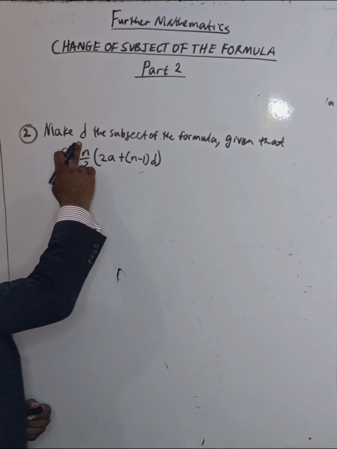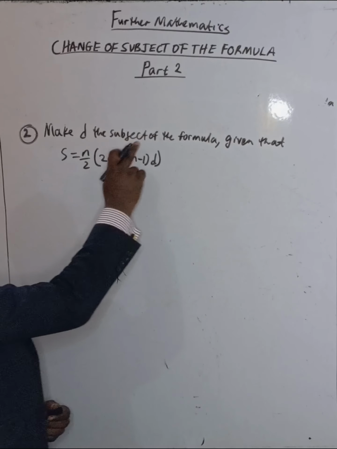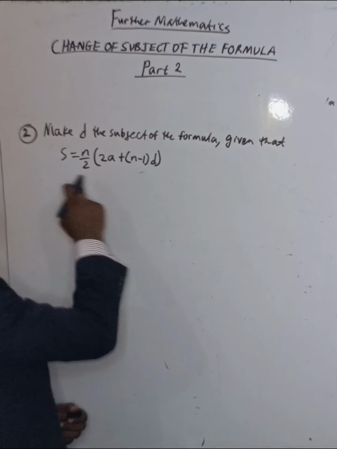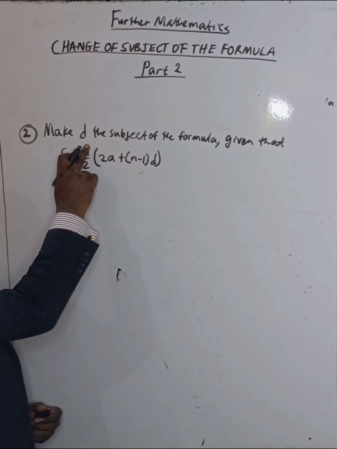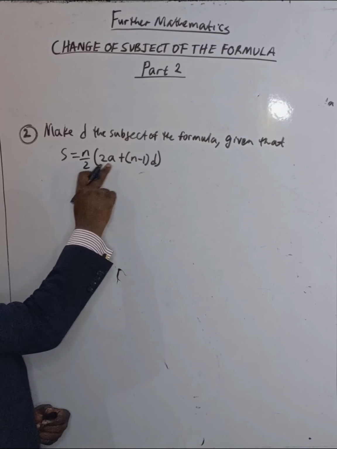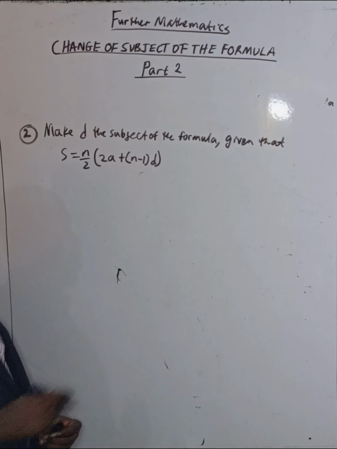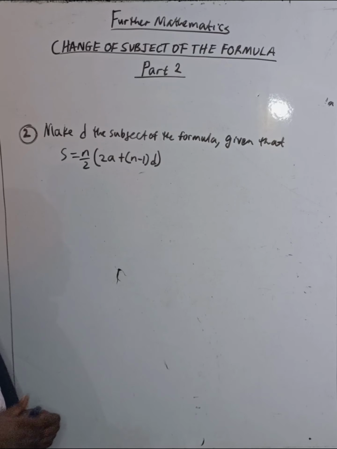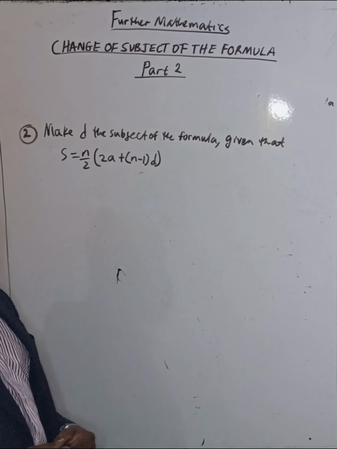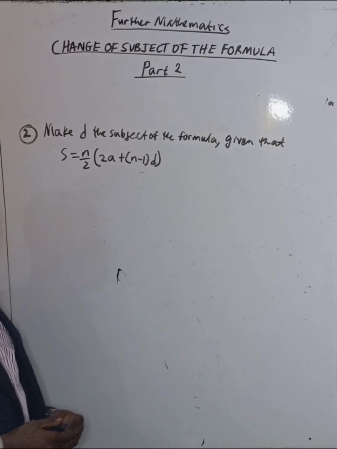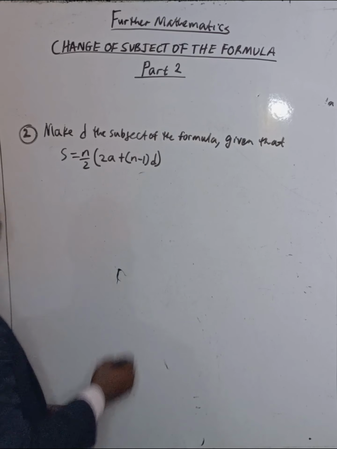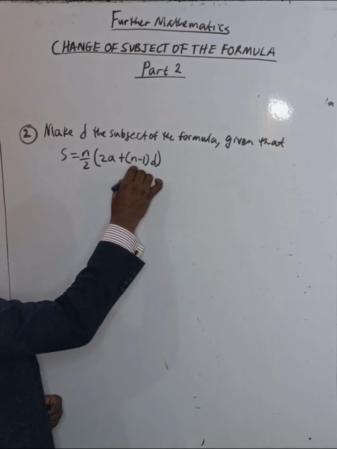Make D the subject of the formula, given that S is equal to n over 2 into bracket 2a plus n minus 1 times D. I think this is a formula for finding the sum of terms under arithmetic progression. But nevertheless, let's see what to do now. Solution.